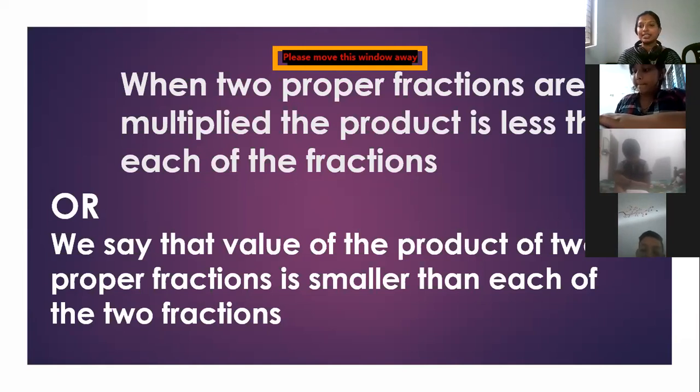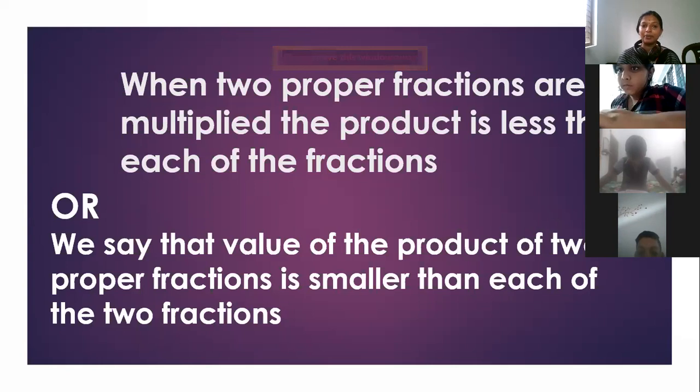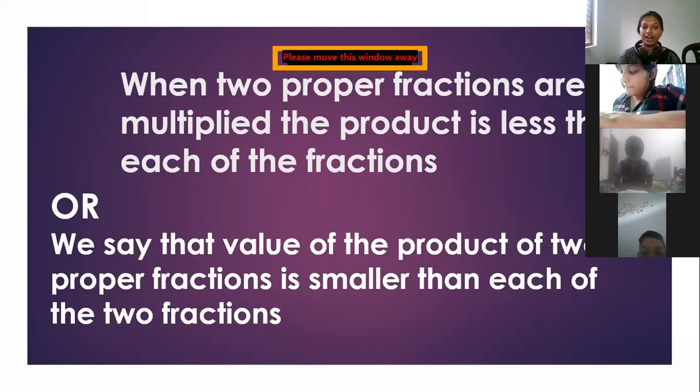You can see this definition on page number 41 at the top. It is given in your textbook, page number 41. That is, when two proper fractions are multiplied, the product is less than each of the fractions. Or we say that the value of the product of two proper fractions is smaller than each of the two fractions. Is it clear?